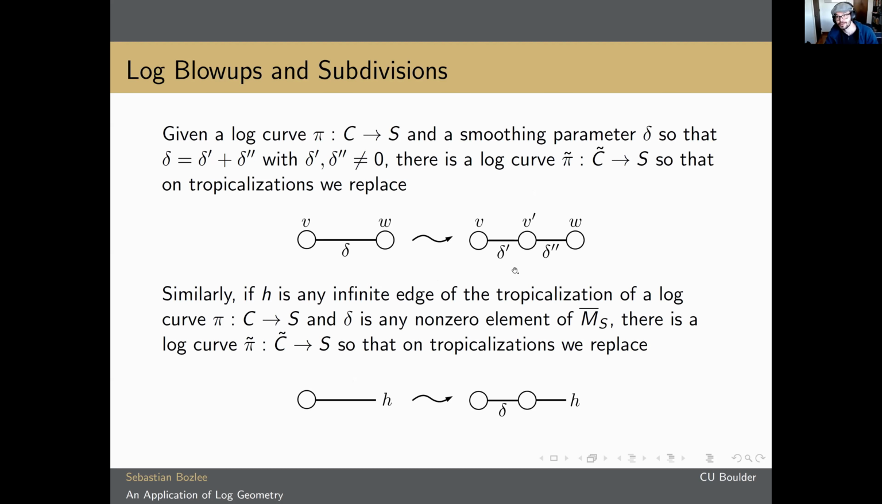And the next thing that we're going to want to be able to do is subdivision. So what this ultimately does is it allows us to take an edge in a tropicalization and cut it into pieces. So if we're able to write the edge length as a sum, delta prime plus delta double prime, we can subdivide this, add a new component, so that one edge is delta prime and the other edge is delta double prime. Similarly, if you have an infinite edge that's got infinite length, pick any length whatsoever in our characteristic monoid of the base, and we can chop that edge so that we end up with an edge of length delta.